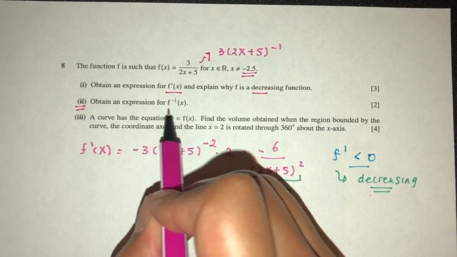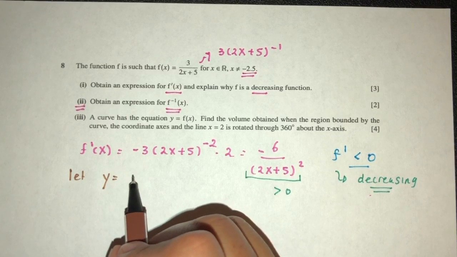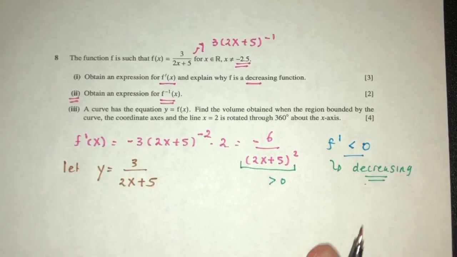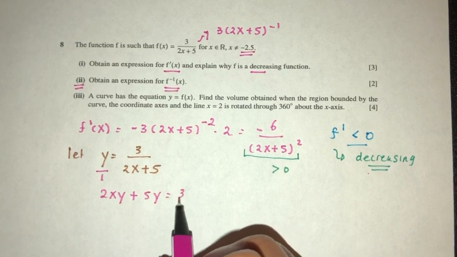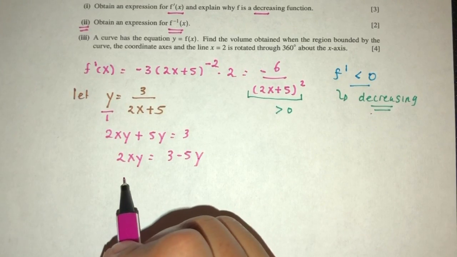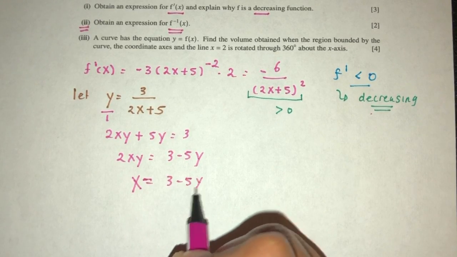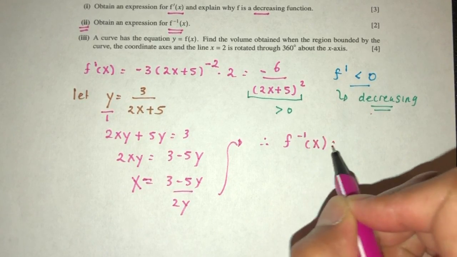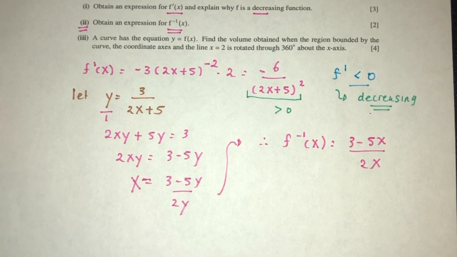Now part 2, we have to find this. Pretty easy. Let y equal f of x, that is 3 over 2x plus 5. Next, we have to make x the subject, so cross multiply. You will have 2xy plus 5y equals 3. 2xy has to be 3 minus 5y. So x has to be 3 minus 5y divided by 2y. So finally we realize f inverse, in terms of x, is 3 minus 5x over 2x. That is part 2.